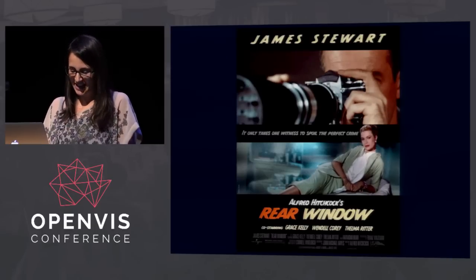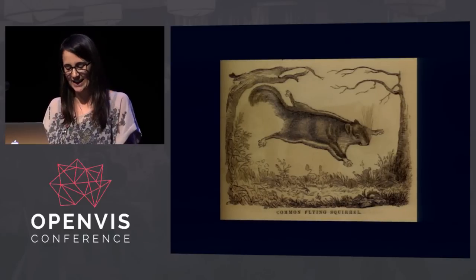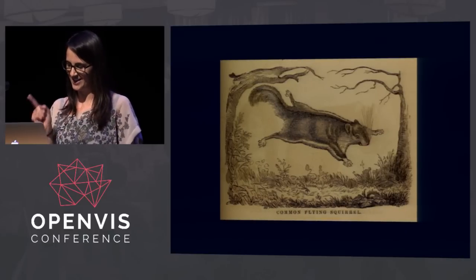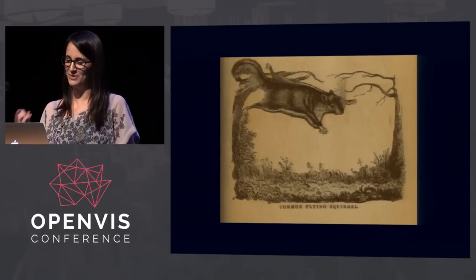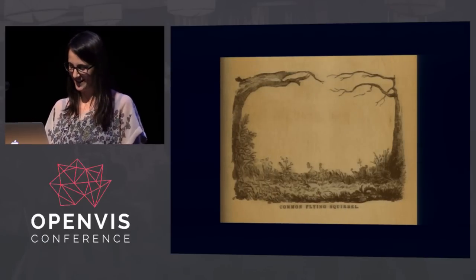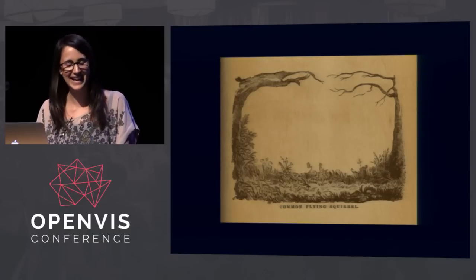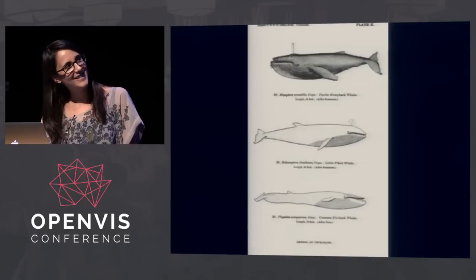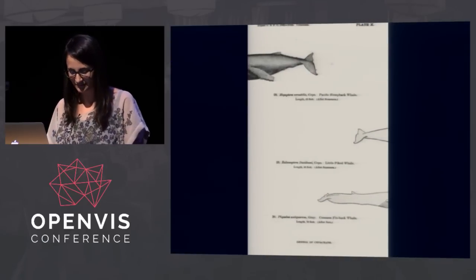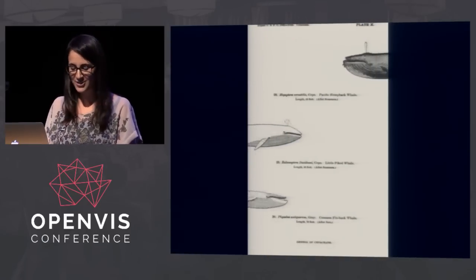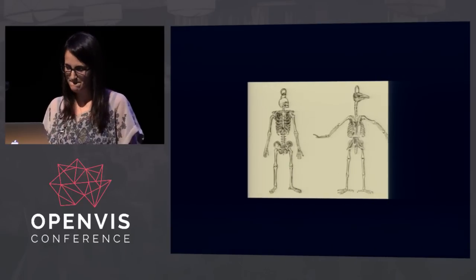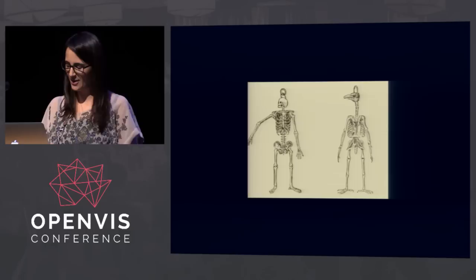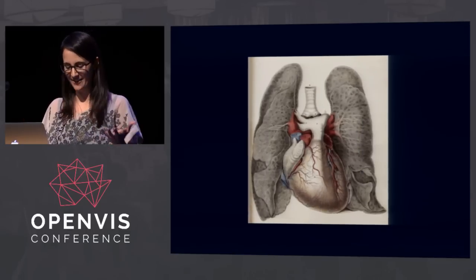Some people at the Smithsonian Library clearly had some fun in adding a little element of surprise to old images and illustrations, like turning this common flying squirrel into a legit flying squirrel. Yeah, I love this one. Or making these whales actually swim. Or just having a little fun with skeletons. Or making part of the page come alive.